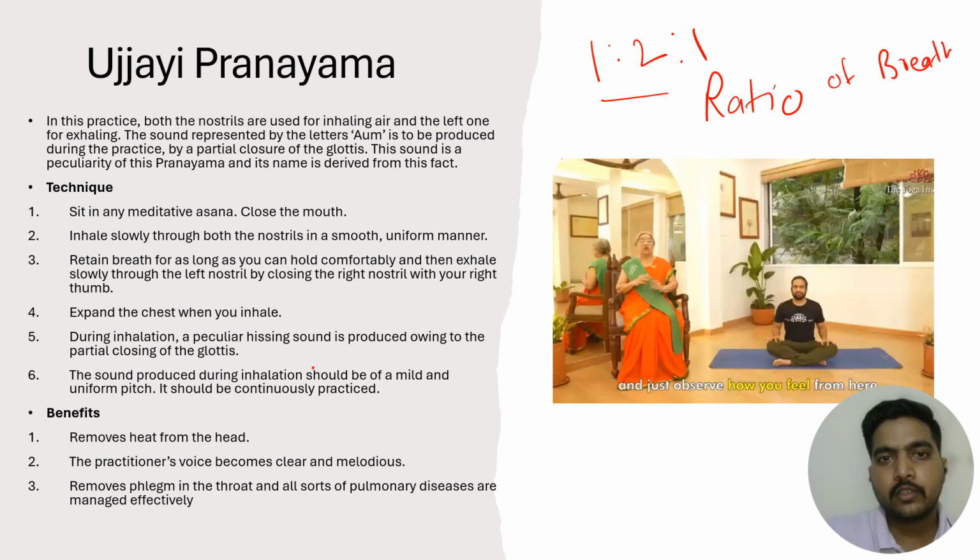Okay, so this is the process of the Ujjayi pranayama. Always remember the ratio of the inhalation, the retention, and the exhalation, that is 1 to 2 to 1. So if the person inhales for 6 seconds, for example, he should retain the breath for 12 seconds and again exhale in 6 seconds. So this is the process of that one.